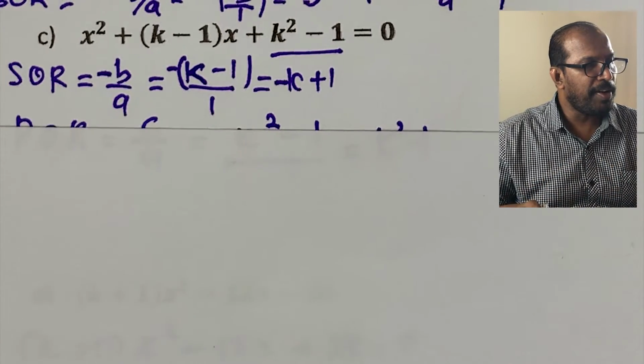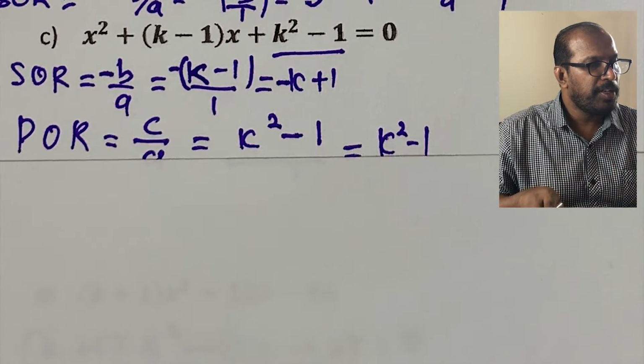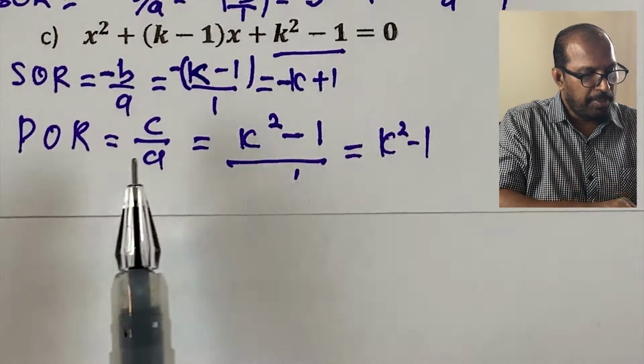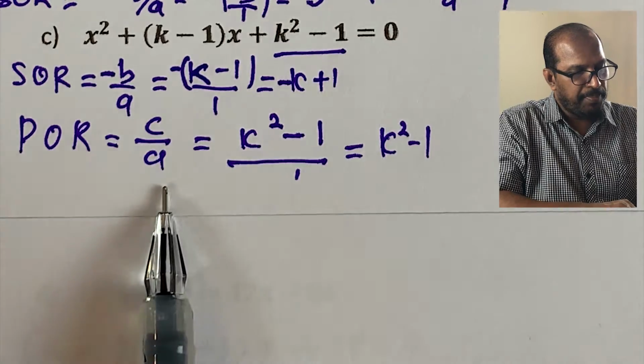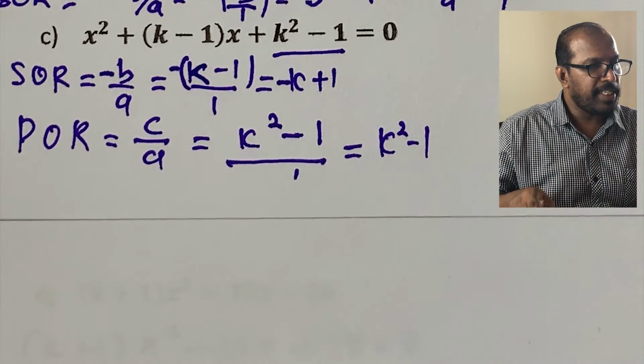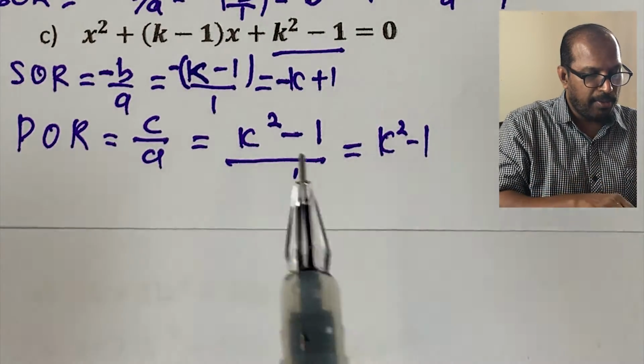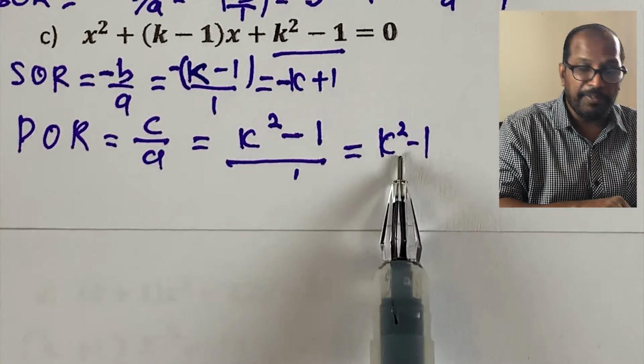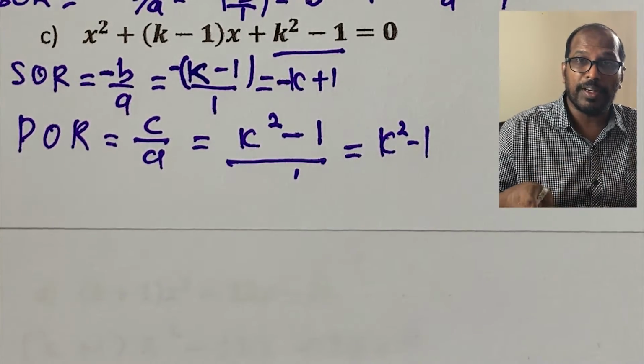Now let's find the product of the roots. The product of the roots is c over a. What is c? c is k squared minus 1, over 1. Therefore the answer is k squared minus 1.